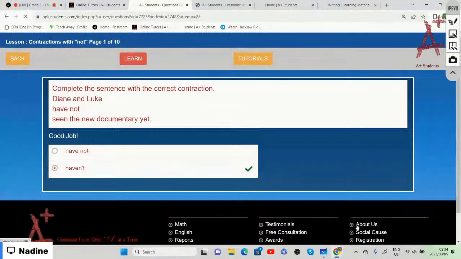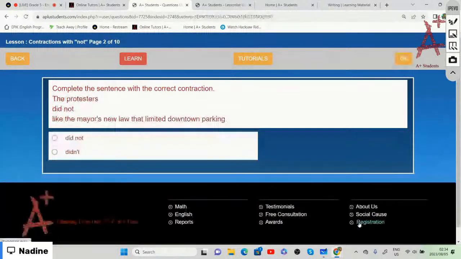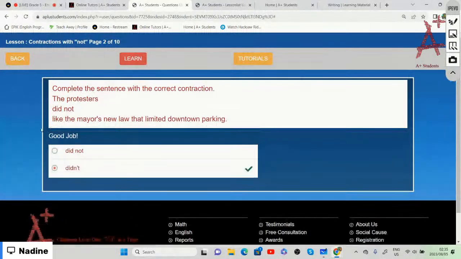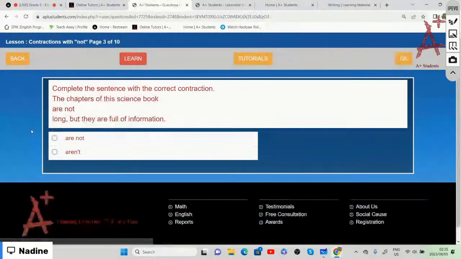All right. The protesters did not like the mayor's new law that limited downtown parking. So if did not, then we have didn't. Right? All right. The chapters of the science book are not long, but they are full of information. So if we say, for example, are not, then we will say aren't.